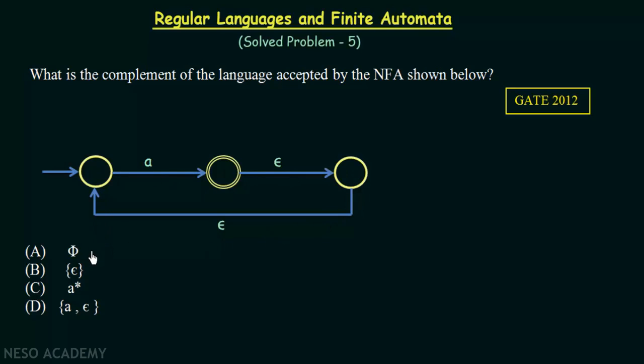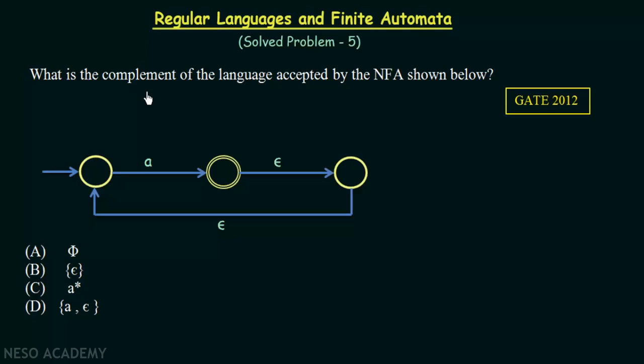So the options that we have are phi, epsilon, A star or A closure, and in D we have a set containing A and epsilon. So our task is to find the complement of this language. Complement means whatever is accepted by this language, the opposite of that is the complement of this language.